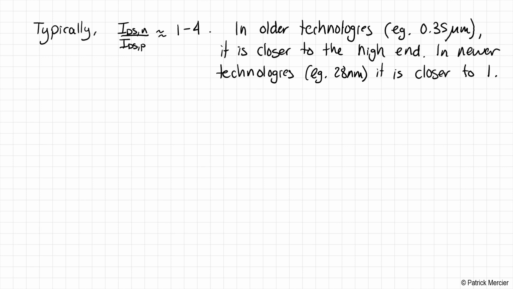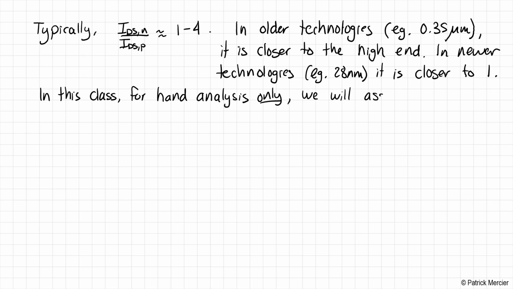We want to be able to do hand analysis. So we're going to say in this class, and by this class I mean the entirety of the course, for hand analysis only, we will assume that the IN over IP ratio is equal to 2. So kind of somewhere in the middle of that range.